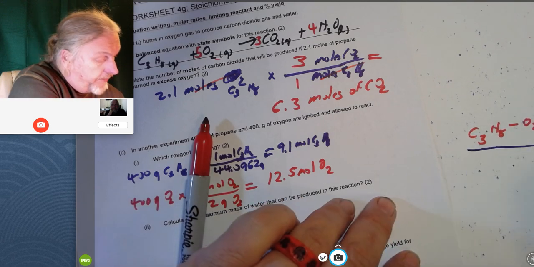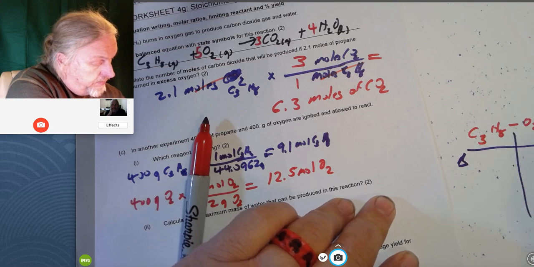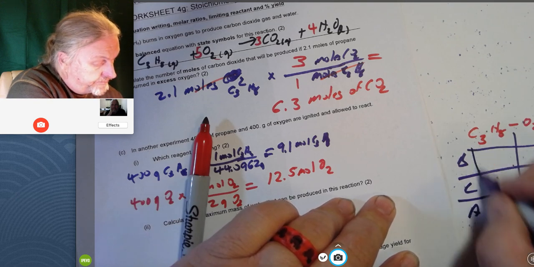Let's draw our table out. B, C, A for our columns. So before, change, and after.